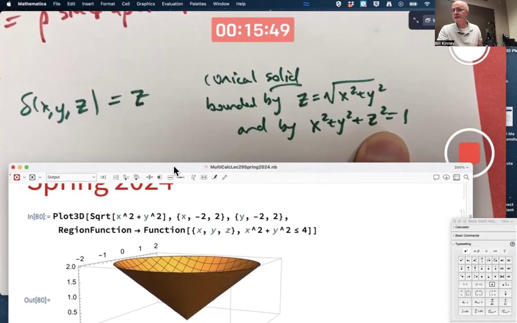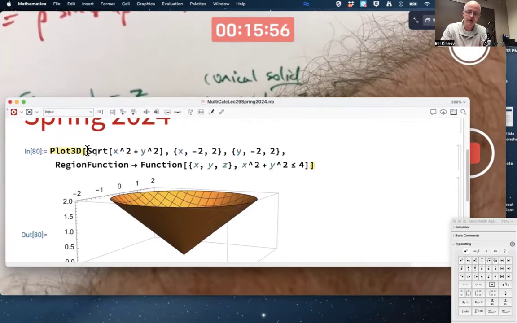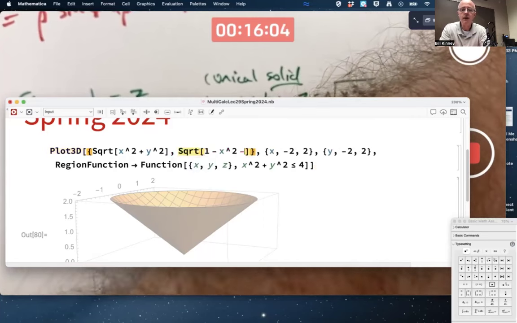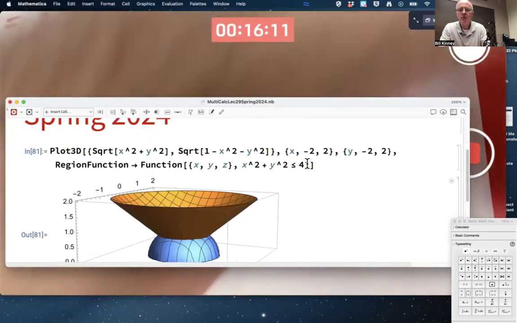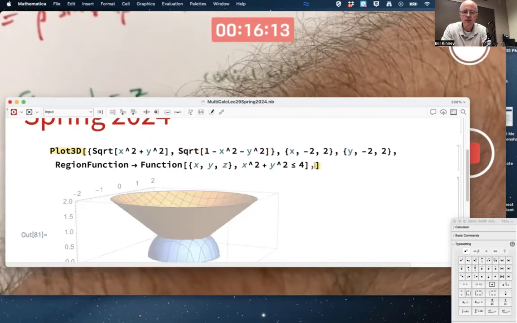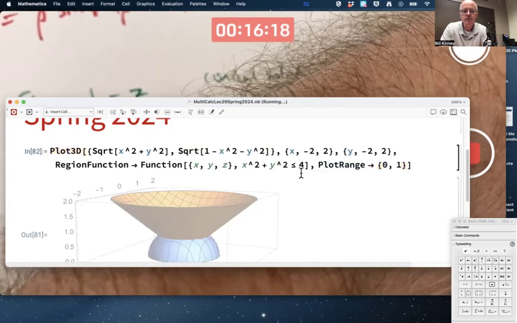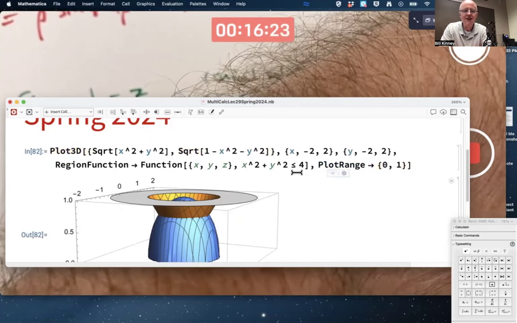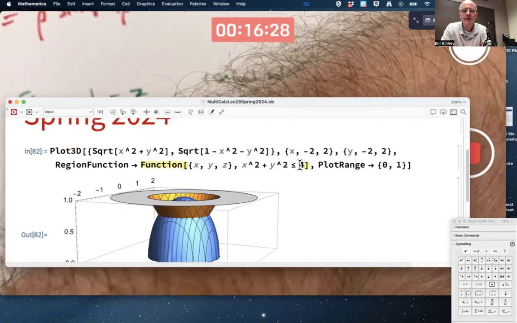I could solve that for z and plot effectively the square root of 1 minus x squared minus y squared. That would be okay. Maybe I should do that. Square root of 1 minus x squared minus y squared. And if we restrict our plot range to being smaller in the vertical direction, say 0 to 1, and maybe make some things opaque here. Maybe make this a 1 as well.